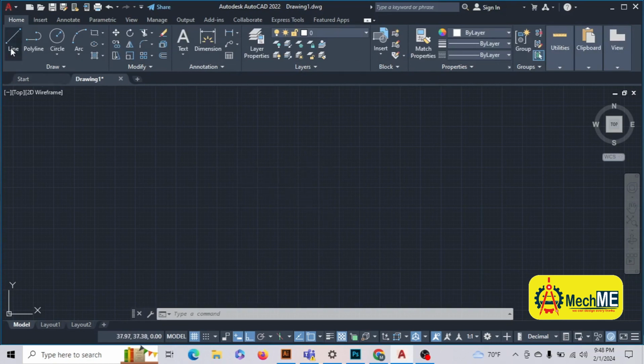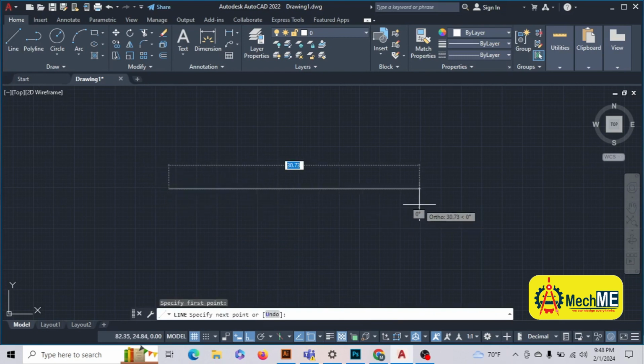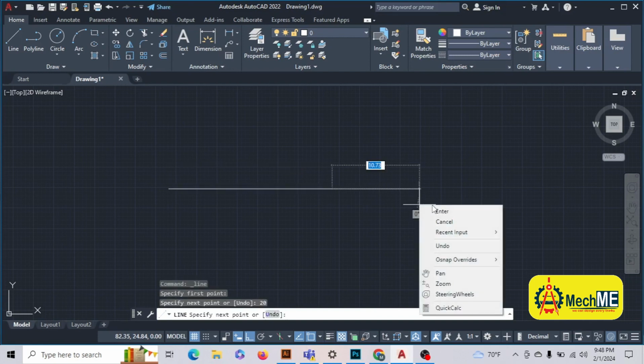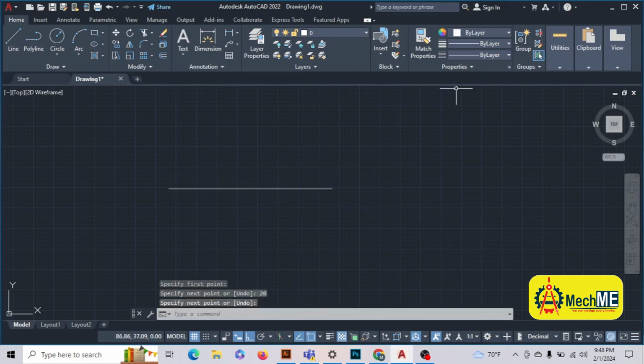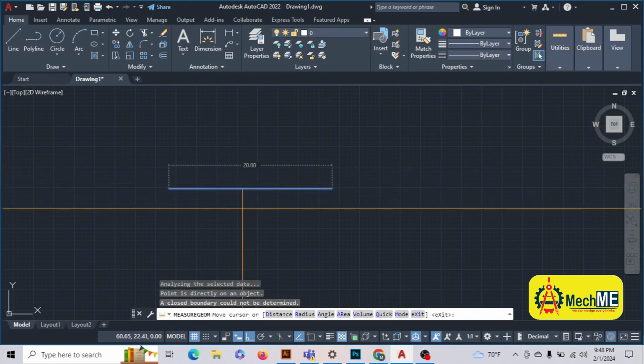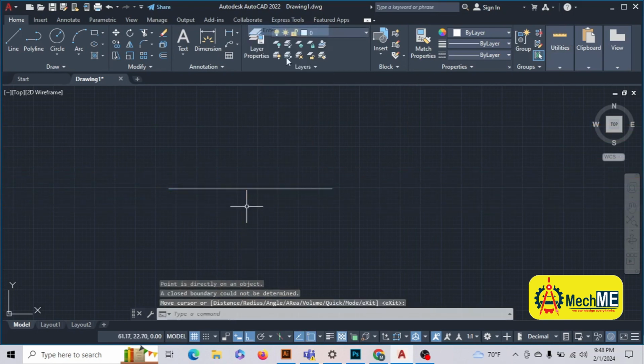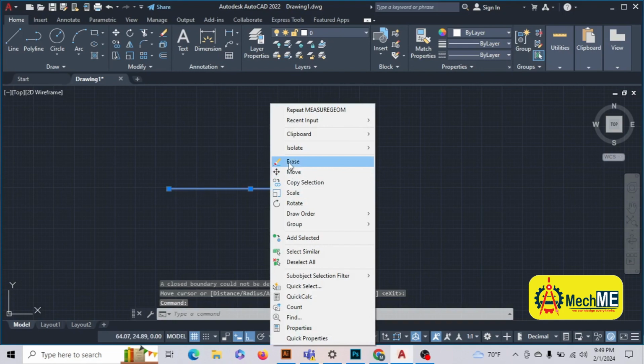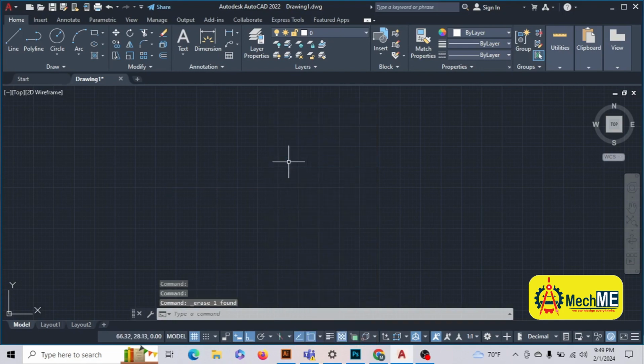Okay, now we check our limits. Okay, line command and use 20 enter. Okay, we can measure this, look at the 20.